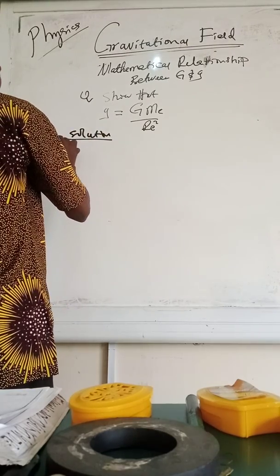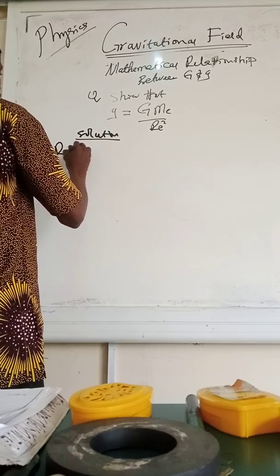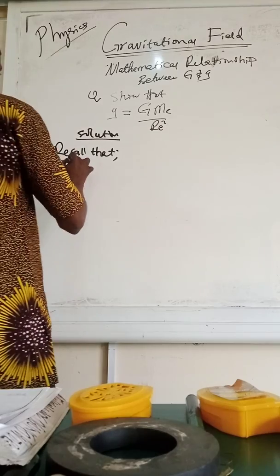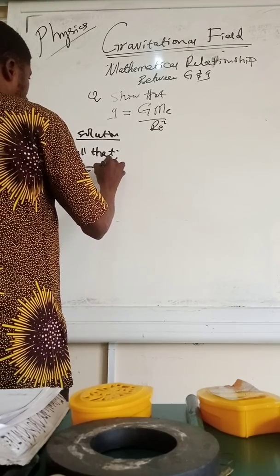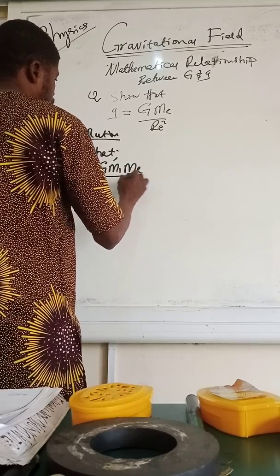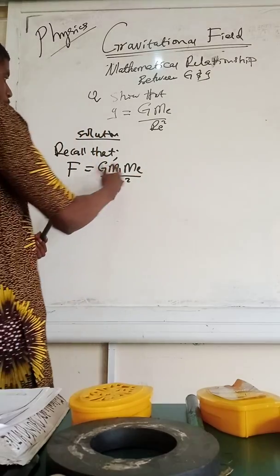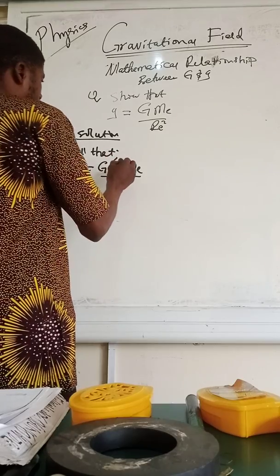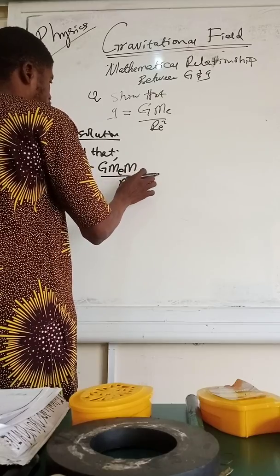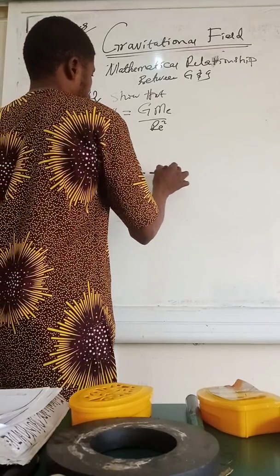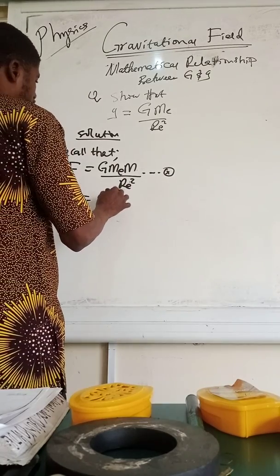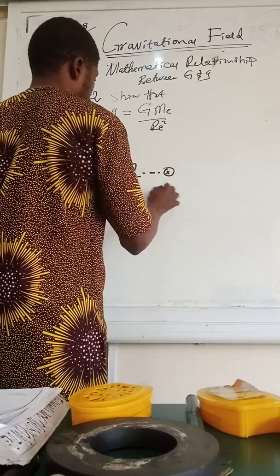Now, recall that your F is equal to G M1 M2 all over R squared. So we can baptize this equation by saying this is M-E and this is just ordinary M, and this is capital R-E squared. You can call this equation star. Recall also that your F is equal to mass times small g. Equation star star.